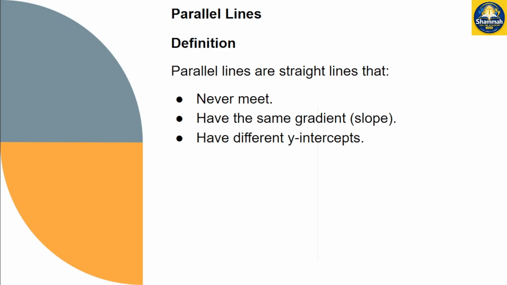Now let's talk about parallel lines. What are parallel lines? Parallel lines are straight lines, 1, that never meet, 2, that have the same gradient or slope, and 3, that have different y-intercepts.